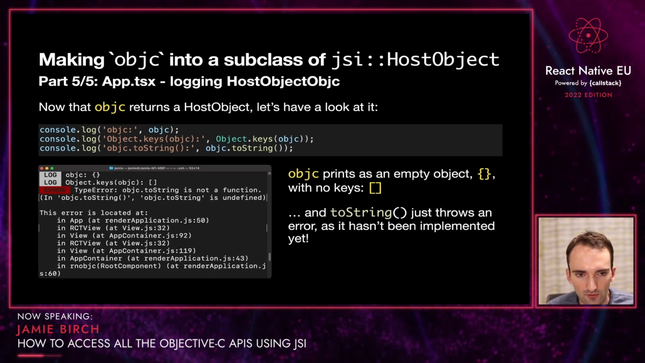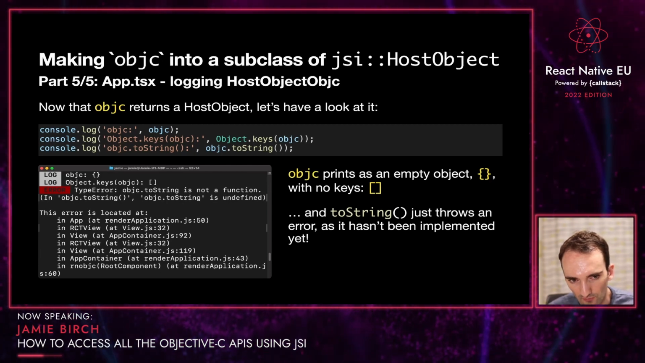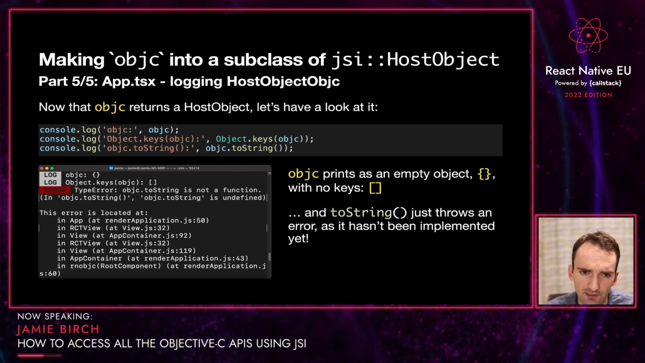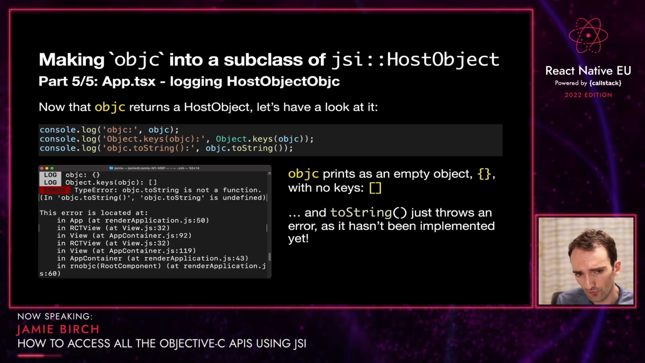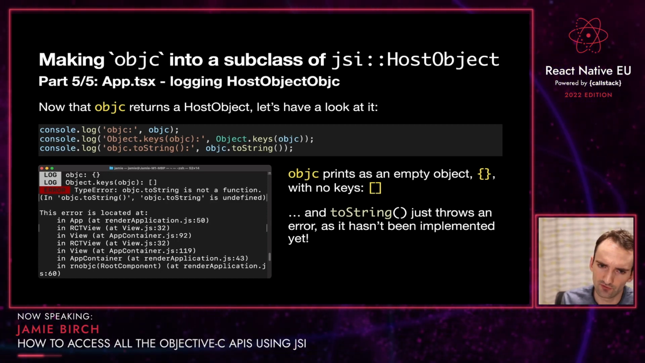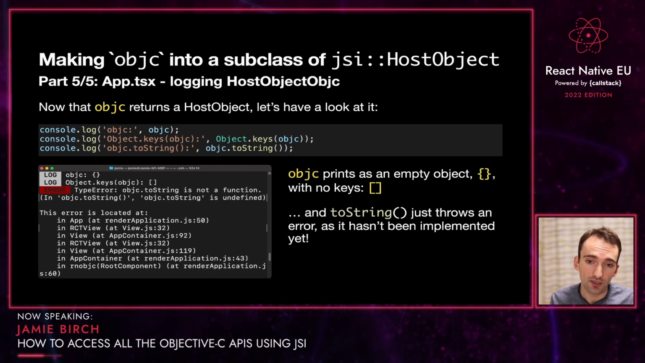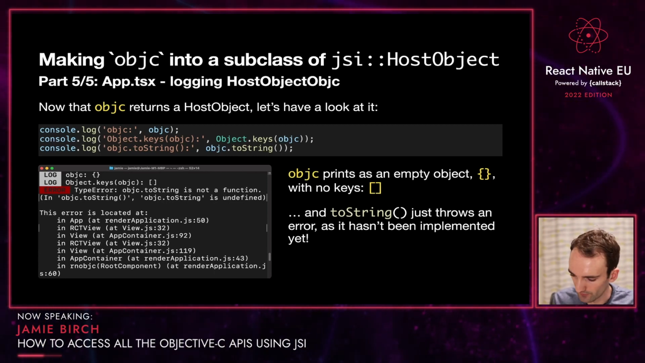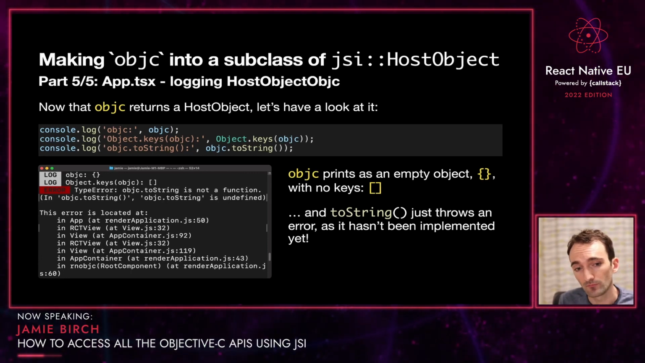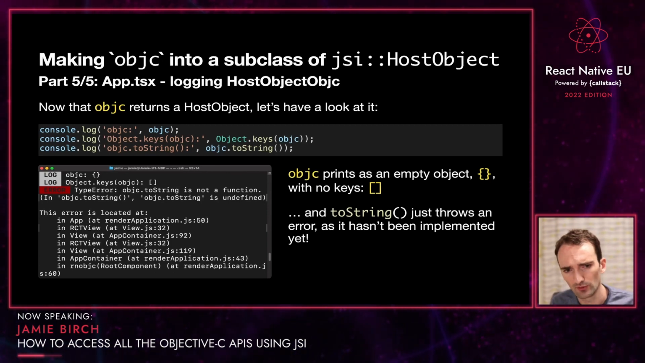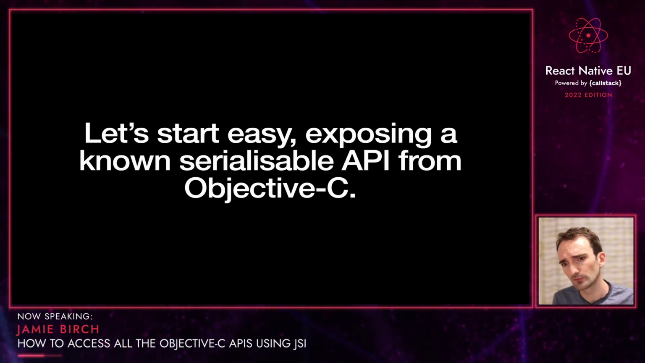So first up, if you try logging it as is, you'll just get an empty object visually. If you try listing out the keys, you'll get an empty array. And if you try calling toString, you'll see something possibly surprising. I'd expected toString to be implemented, but turns out you don't get that for free. So in the repo for this project, which I'll be providing a link to by the end, we do actually implement toStringTag, which gives you toString as a result, but we're not going to go into it in this talk because there's no time. Right, but let's start easy, exposing a known serializable API from ObjectiveC.